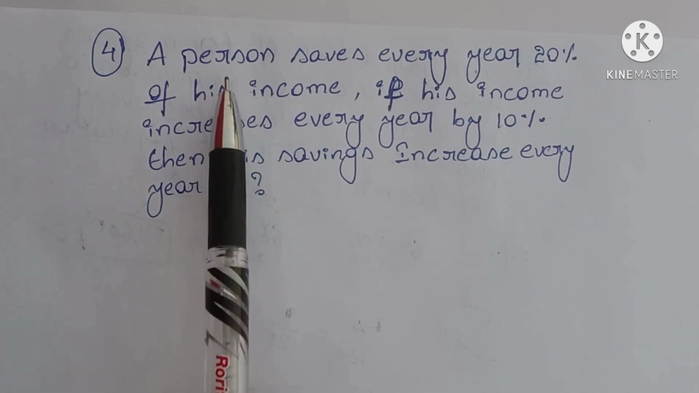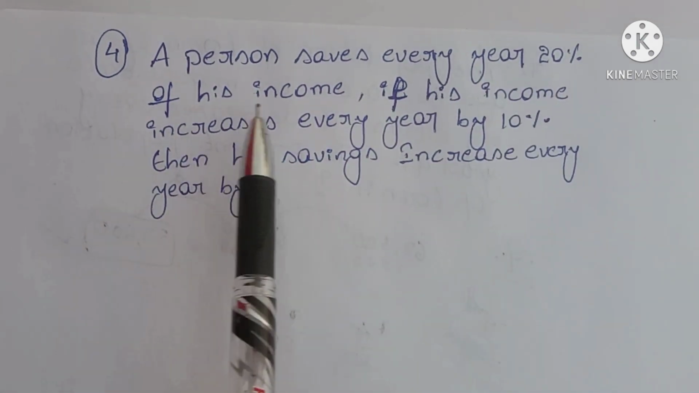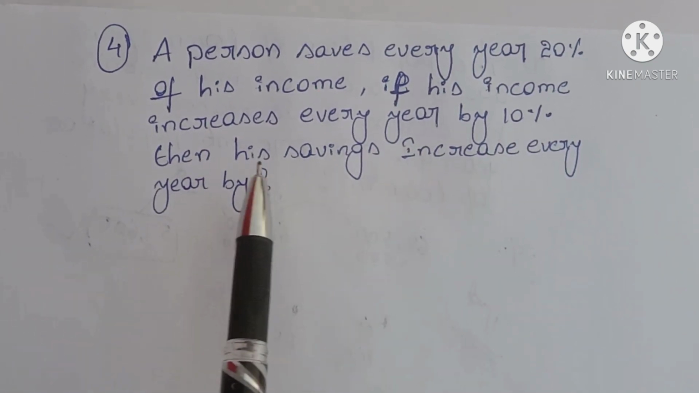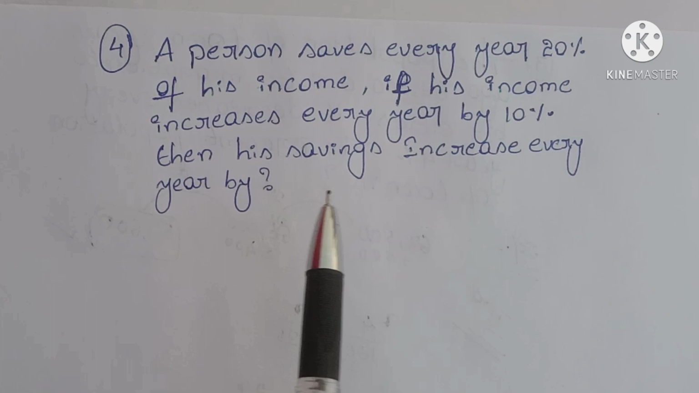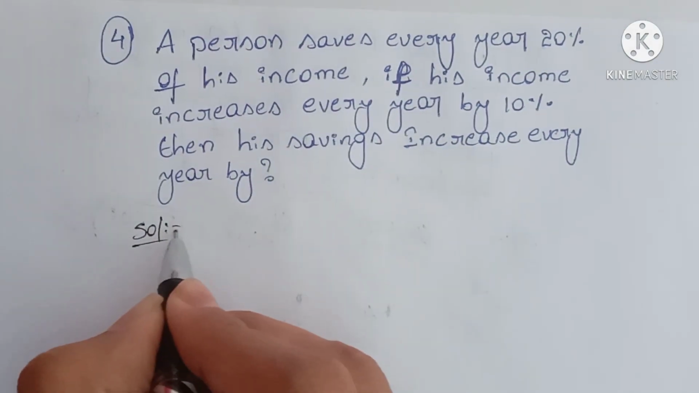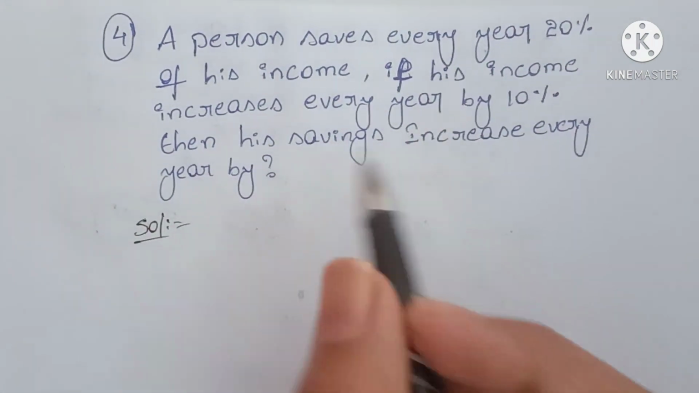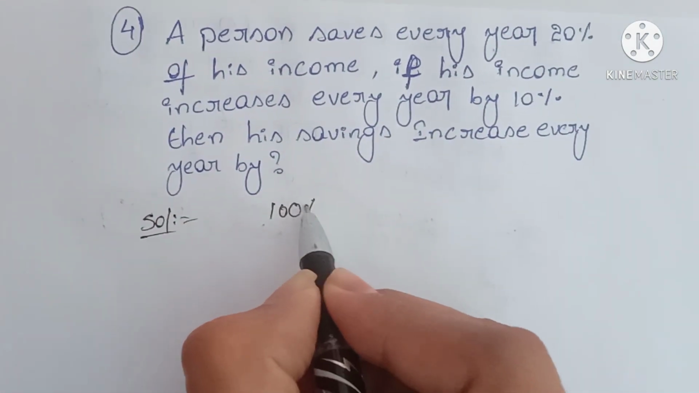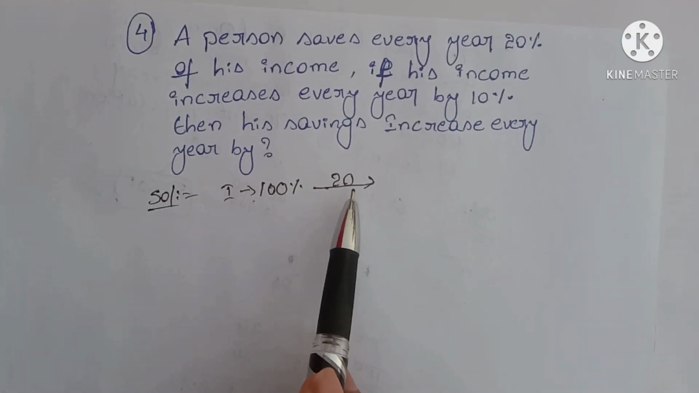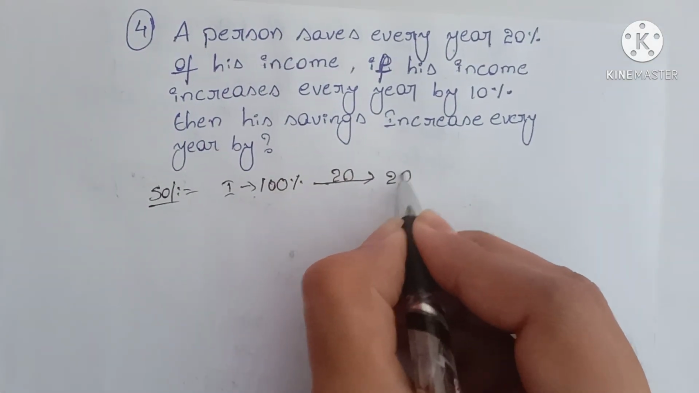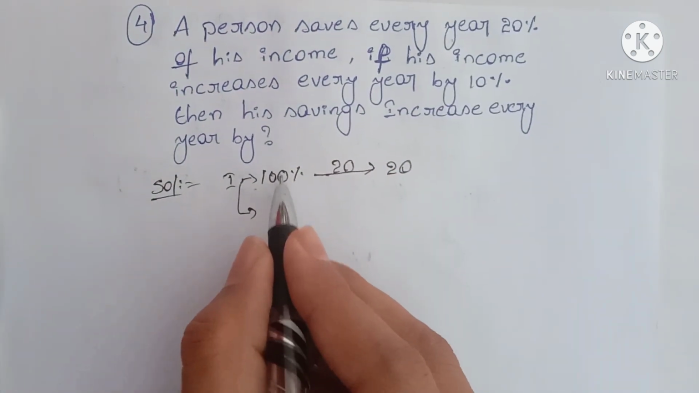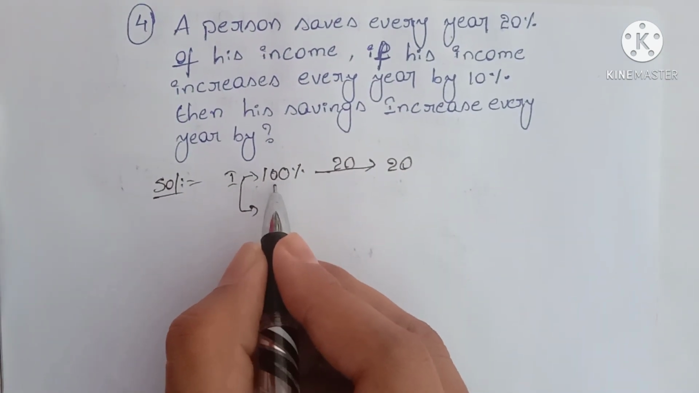A person saves every year 20% of his income. If his income increases every year by 10%, then his savings increase every year by what percent? Right? I assume that the person's income is 100%. Income is 100%. Of 100%, he saves 20%. That means 20 rupees. His income is increased every year by 10%, right? 100%. In this 10% is 10.